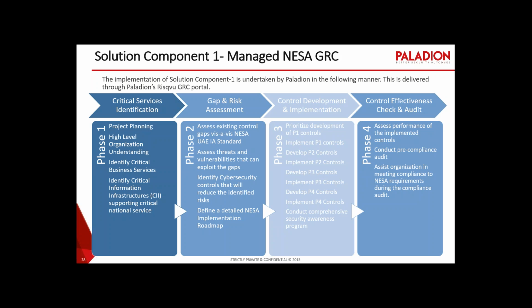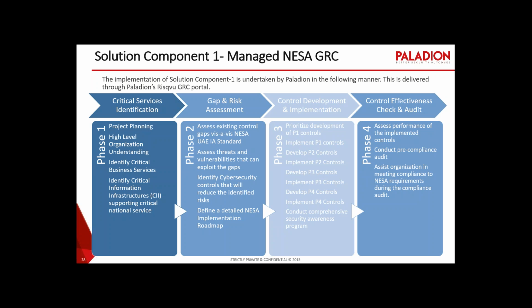Phase 2 is where we do a gap and risk assessment, and phase 3 is where we develop controls and help you implement those controls, and phase 4 is where we do a control effectiveness check and a pre-audit before you are getting ready for the NESA compliance.